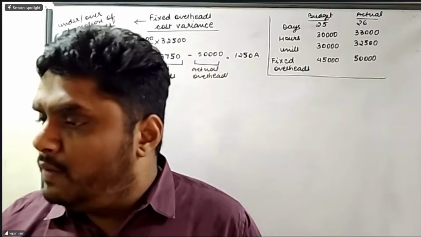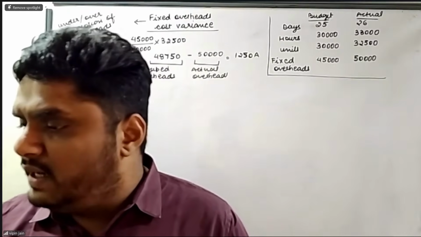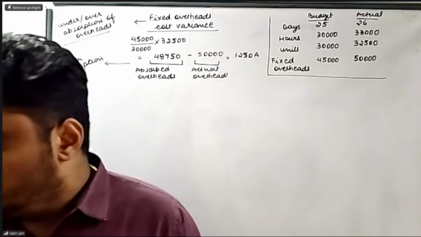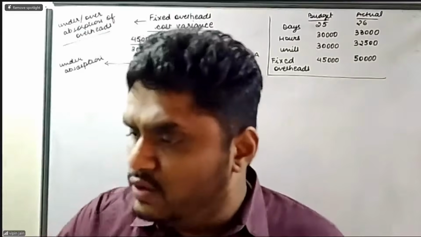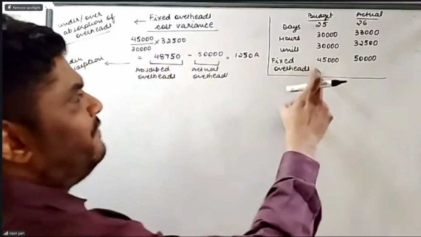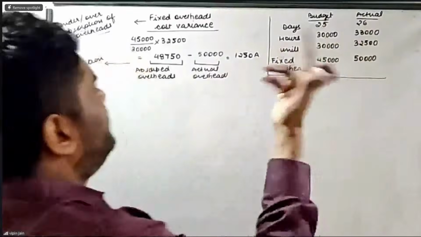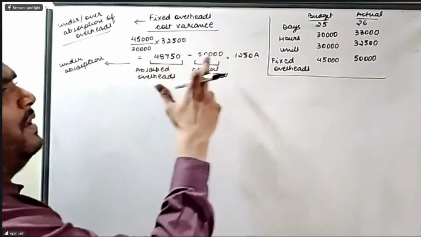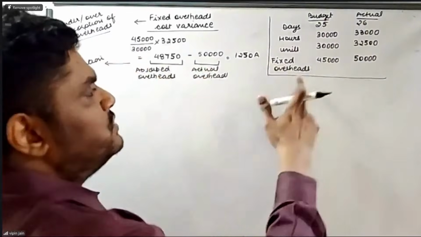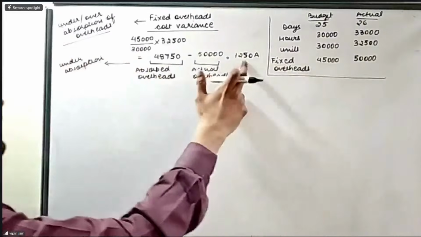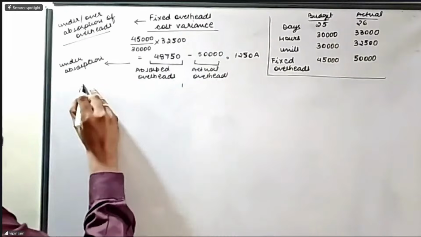So Pooja, Pawan, and Kambira, your answers were correct. Anyone with any doubts or queries? So very simple, 45,000 overheads for 30,000 units. So for 32,500, how much? 48,750 minus 50,000. So this will be what? Extra 1,250. So this will be adverse.